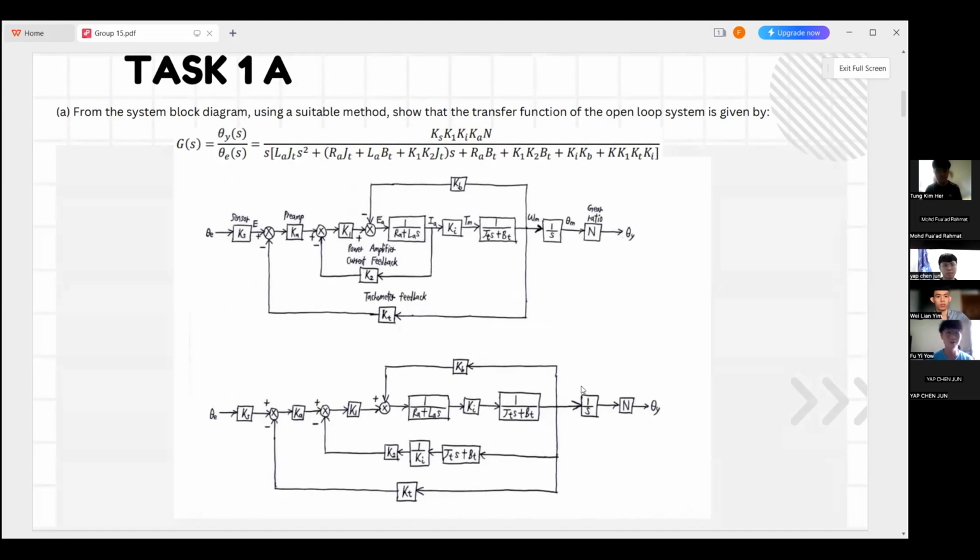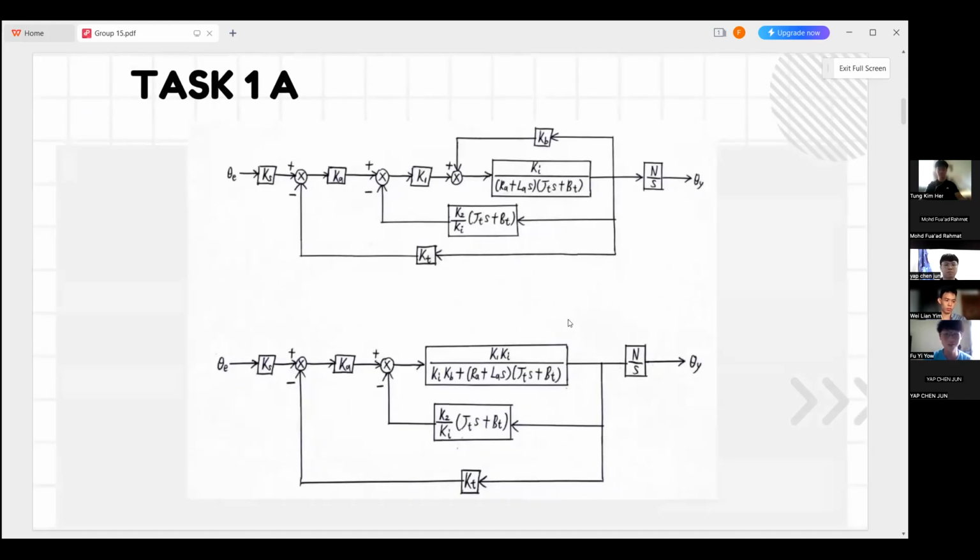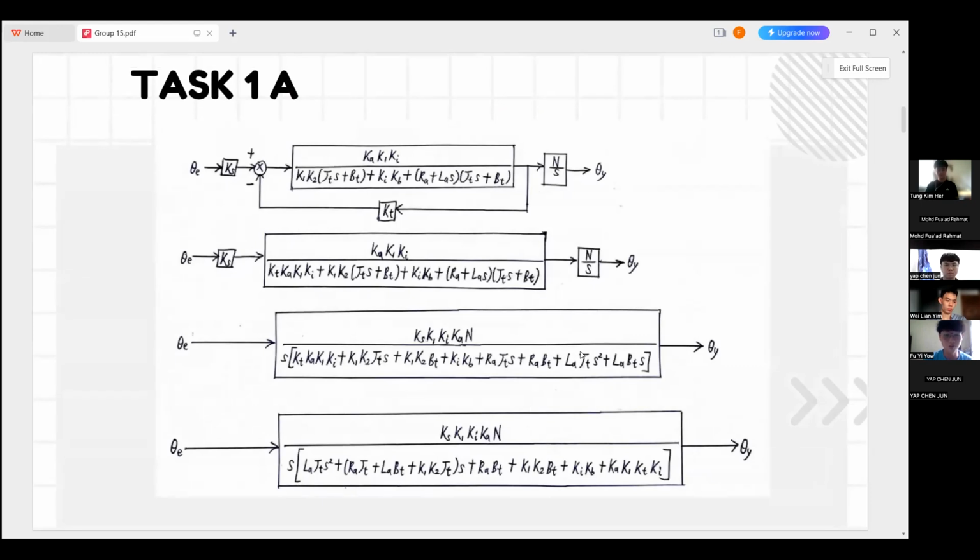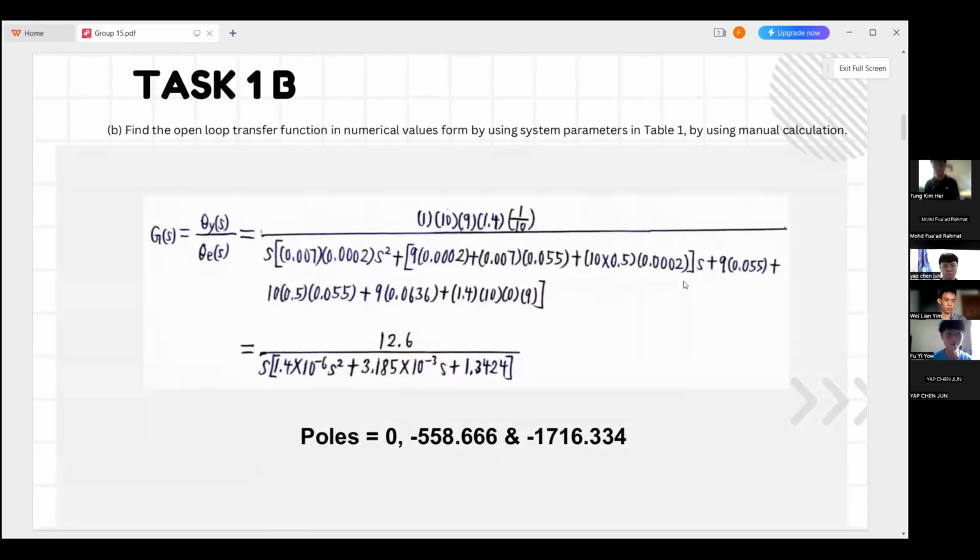For task 1A, first of all, we will do the block reduction method to get the open loop transfer function. The first step, we will move the takeoff point from the IA to the omega m. Then we will form three feedback structures of the block diagram. Then we will do the simplification, and finally we will get our open loop transfer function. Now we go to task 1B.